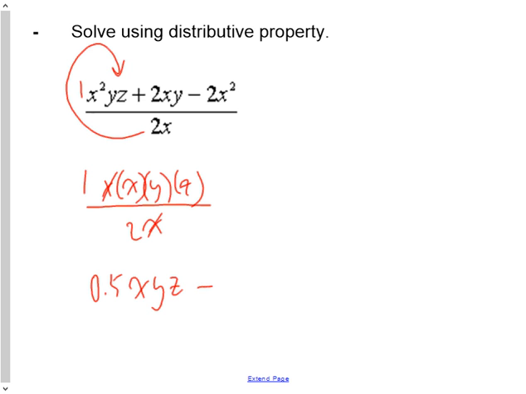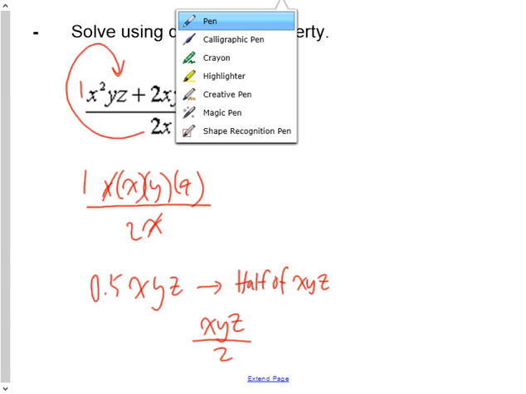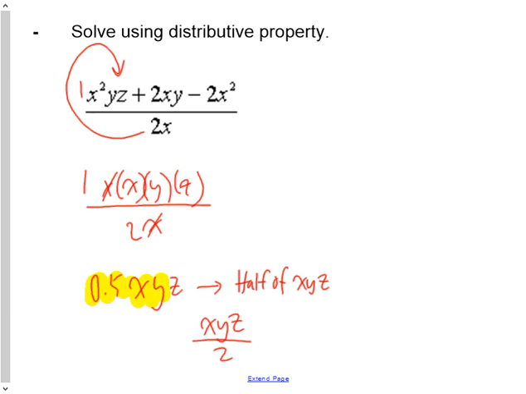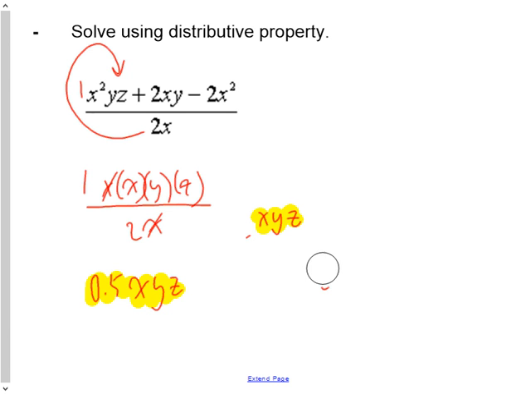Now, remember, this says half of xyz. And the best way to write half of xyz is this way. So you could write it this way if you wanted. You could write it this way, which is the best way. Or if you really wanted to, you could write it this as well. All three are correct. They all mean the same thing. For purposes of what we're going to do, we're going to keep it a decimal because I like the decimal better. It's pretty.